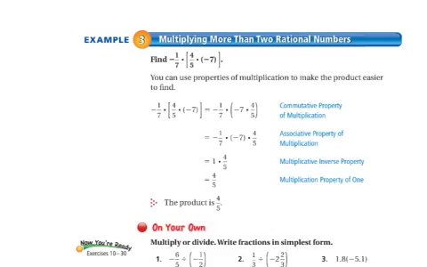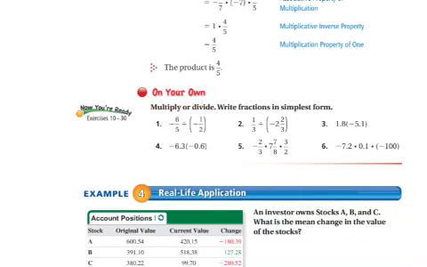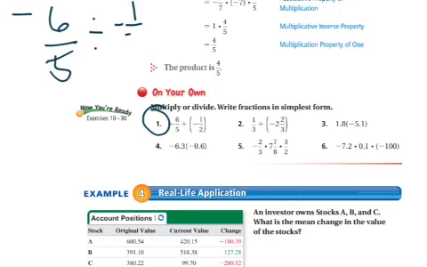Okay, so then let's do number 1 down here together. And these should be in your notebook for your notes. Okay, so you have a negative 6/5 divided by a negative 1/2. So I'm going to write it right here. Negative 6/5 divided by negative 1/2.